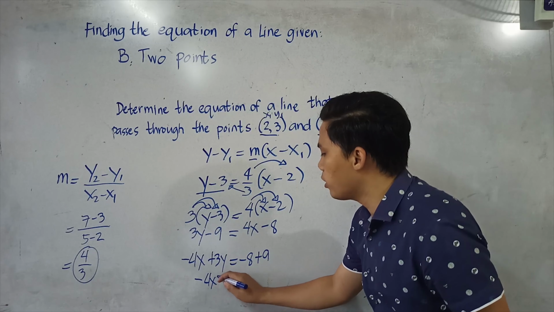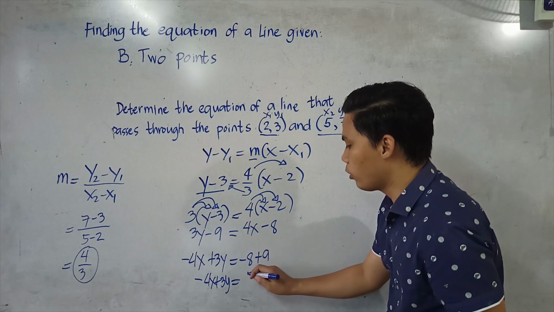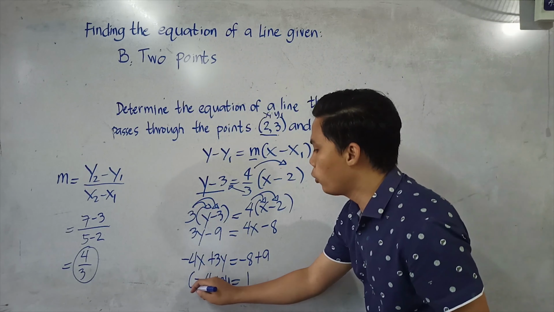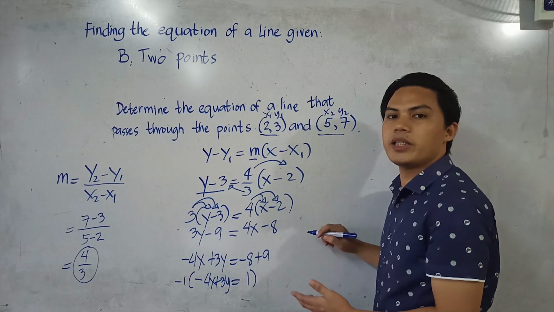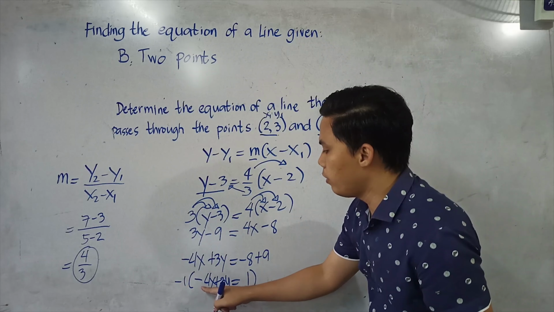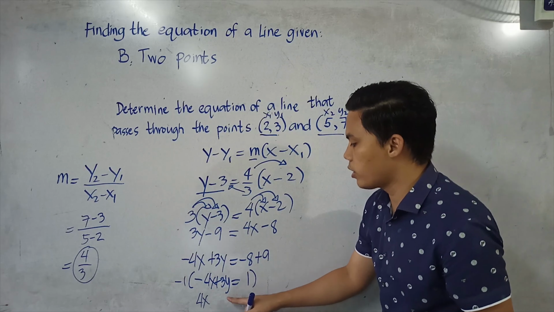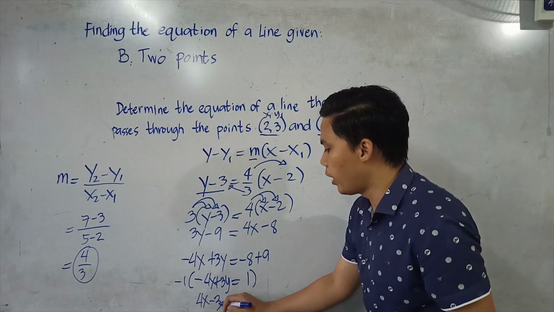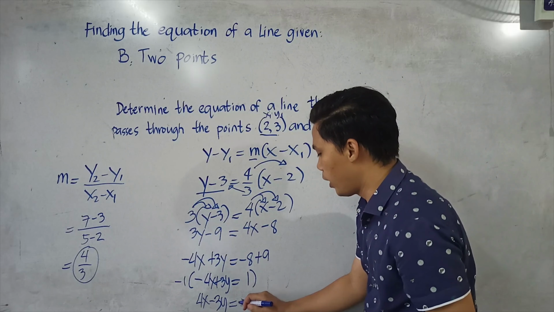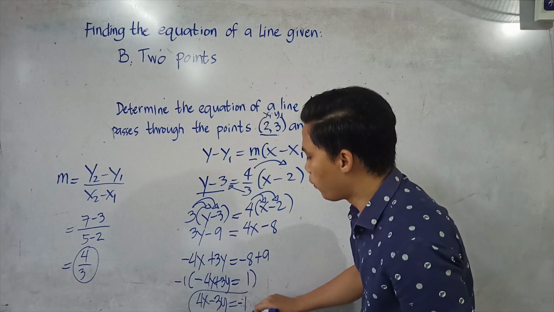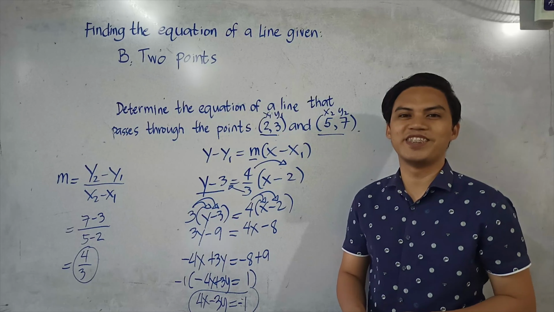Simplify, negative 4x plus 3y is equal to negative 8 plus 9, that is equal to positive 1. Then we're going to multiply the whole equation by negative 1 kasi ayaw natin na yung numerical coefficient ng x ay negative. So negative times negative 4x, that becomes positive 4x. Negative times positive 3y, it will become negative 3y is equal to negative 1 times 1, that would be equal to negative 1. Therefore, the equation of the line is 4x minus 3y is equal to negative 1.